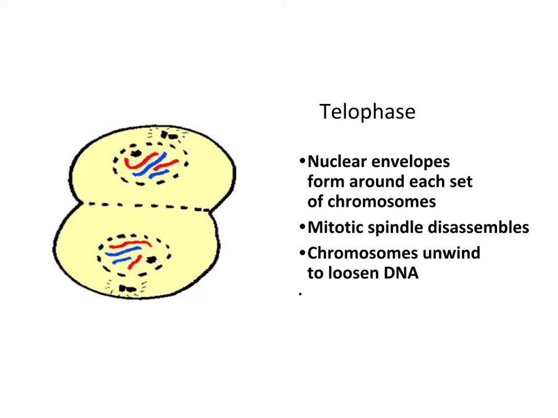The mitotic spindle, all those fibers that used to be over here, have all disassembled. And then the chromosomes are going to unwind and relax to just loose DNA. And at this stage, mitosis is complete. So the nuclear material has been divided from one nucleus into 2 separate nuclei. However, the process of cell division is not yet complete.